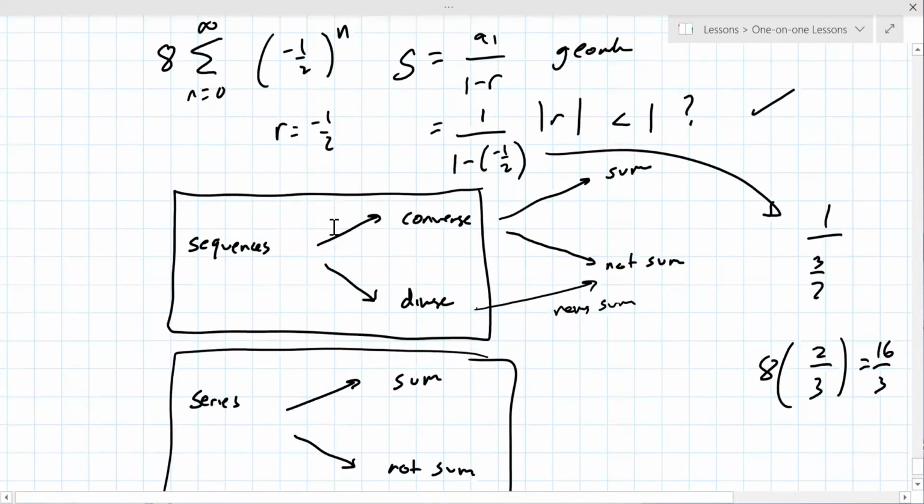The thing you want to focus on is that most of the problems you're going to get are geometric, and you really are just looking to see if that r is less than 1. We saw a few examples earlier where it's not less than 1, and then they don't converge, and so on. Okay, that makes sense.